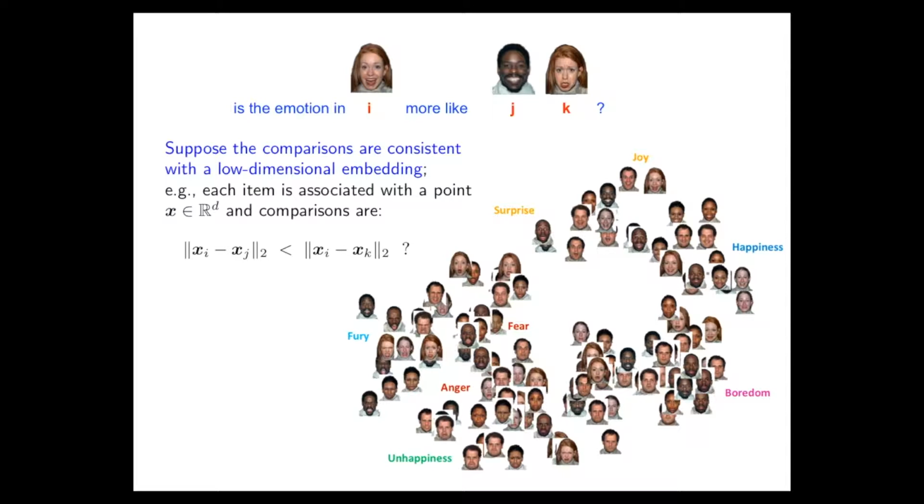Ordinal embedding is widely used to learn metric representations of human judgments and perceptions. For instance, if we ask people to compare the similarity of facial expressions, we can learn a metric representation of the visual perceptions of emotional expression.